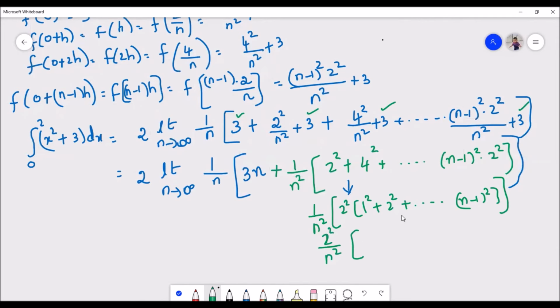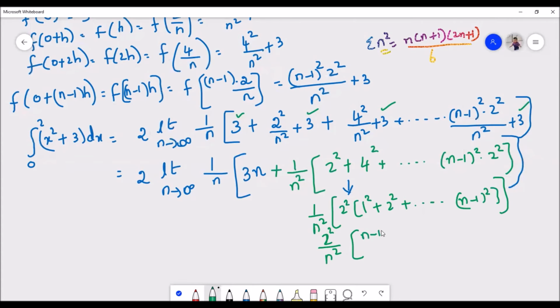So this is nothing but 1 divided by n square of 2 square, times the sum of the squares of the first n minus 1 natural numbers. For the sum of the squares of the first n natural numbers, we know the formula: sigma n square equals n into n plus 1 into 2n plus 1 whole thing divided by 6. This is for n terms. Now here we have up to n minus 1 terms, so the formula will change. In the place of n, we should substitute n minus 1.